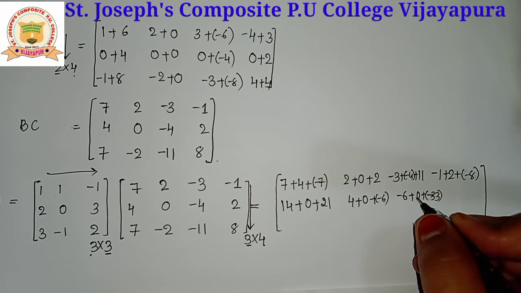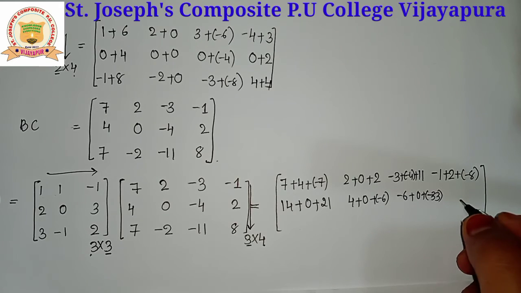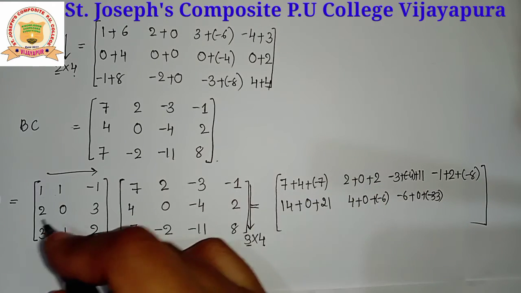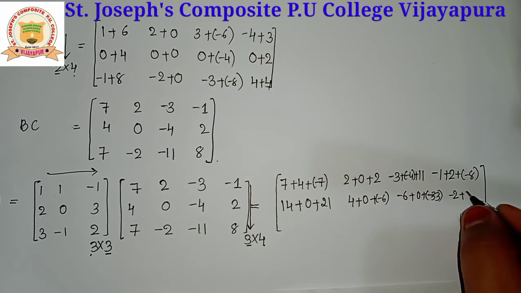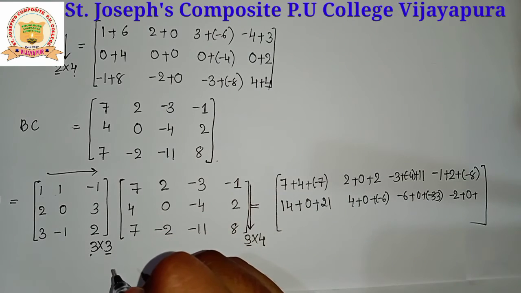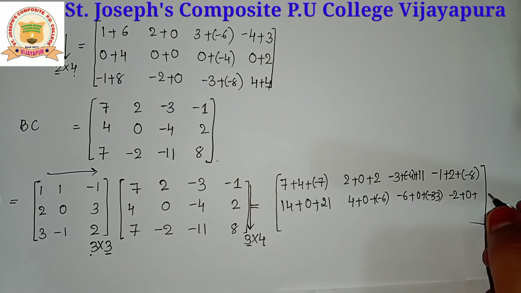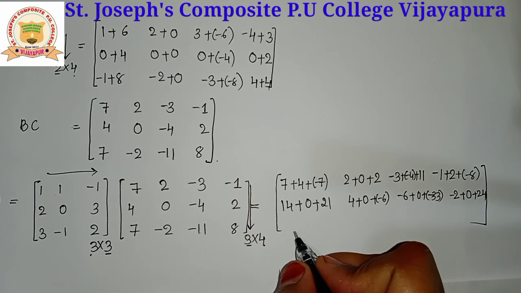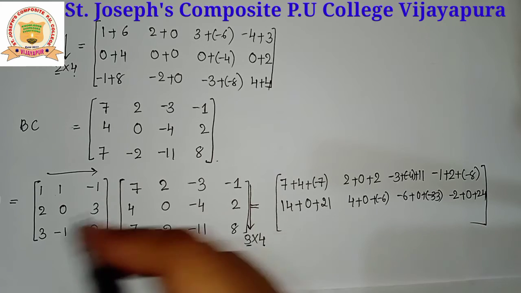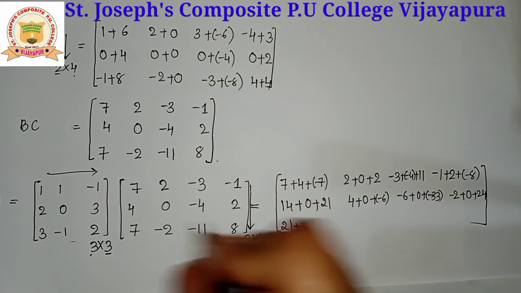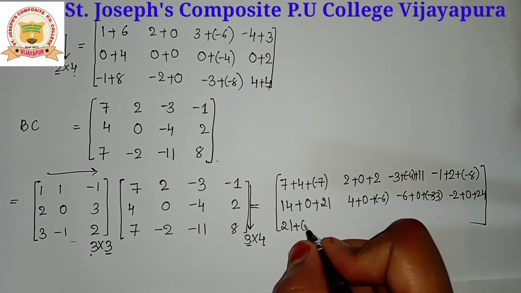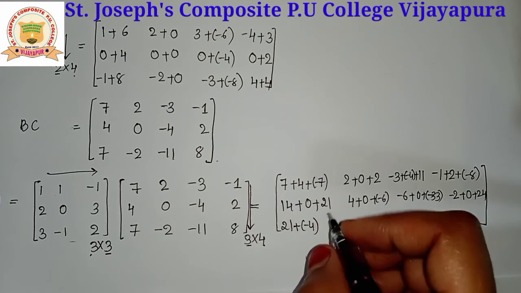So see, this is our A23 element, written here, and our last element of this row is A24, that is second row, fourth column. 2 into minus 2 is minus 4, plus 0 into 2 is 0, plus 3 into 8 is 24. So the next element will be A31, third row, first column. 3 into 7 is 21, plus minus 1 into 4 is minus 4, plus 2 into 7 is 14.